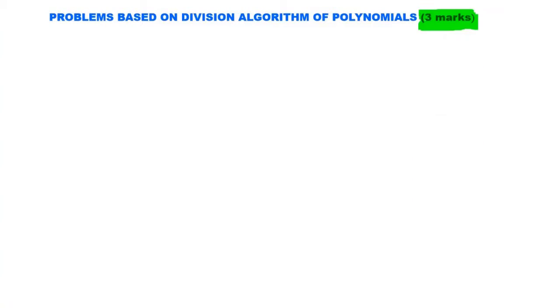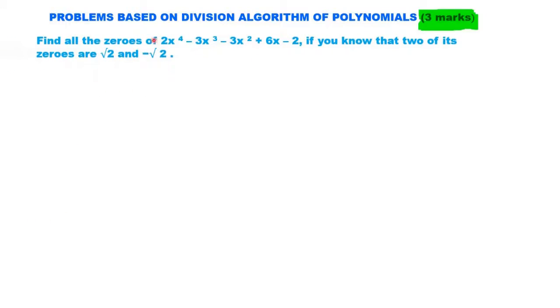Children, I am going to give you a problem based on the division algorithm of polynomials. It is a 3-mark question. Here is your question. Here is the polynomial p(x), and we are going to apply the division algorithm on it. Here we already have two zeros in the question, root 2 and minus root 2.